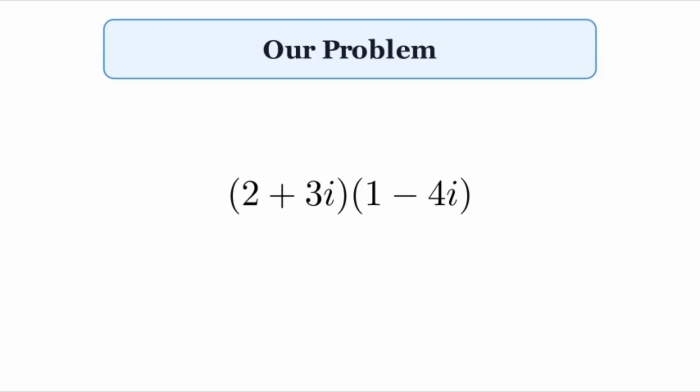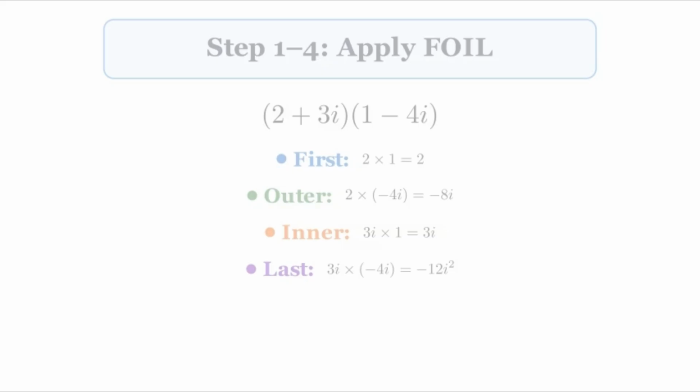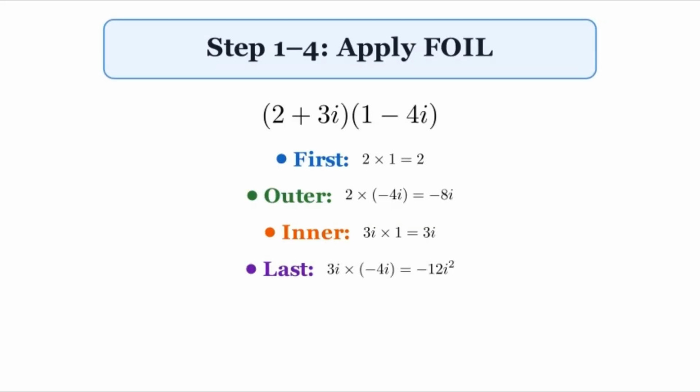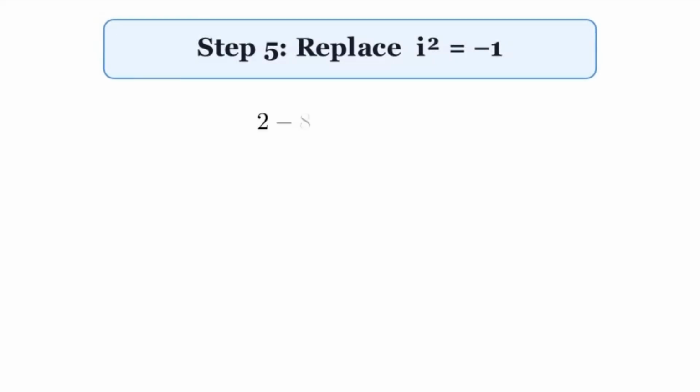We start with FOIL. First, 2 times 1 gives us 2. Outer, 2 times -4i gives us -8i. Inner, 3i times 1 gives us 3i. And last, 3i times -4i gives us -12i². So after FOIL, we have 2 - 8i + 3i - 12i².